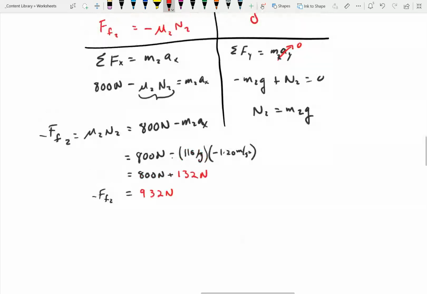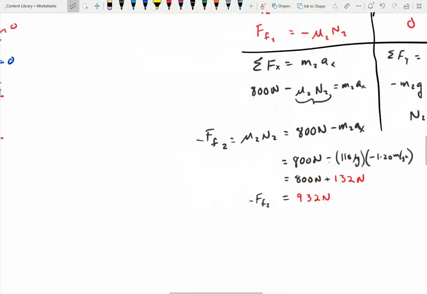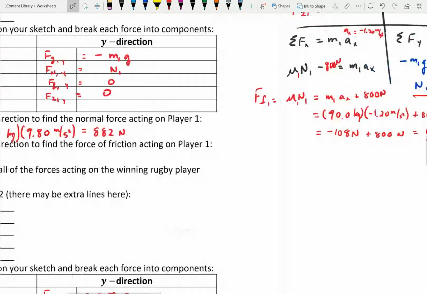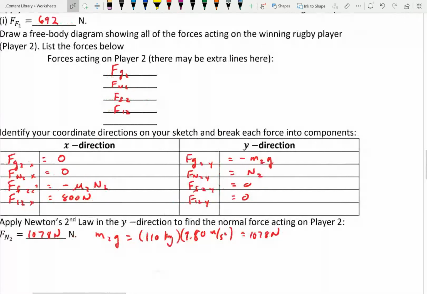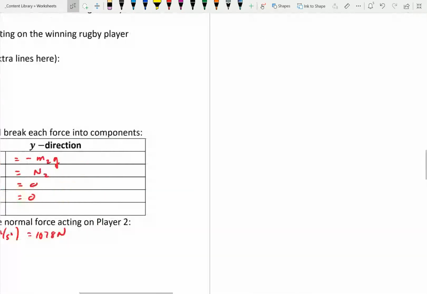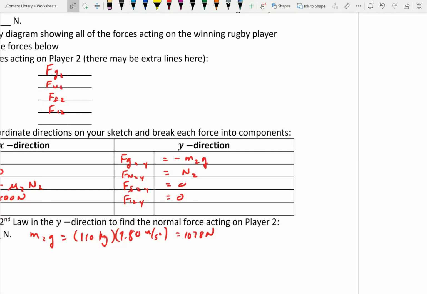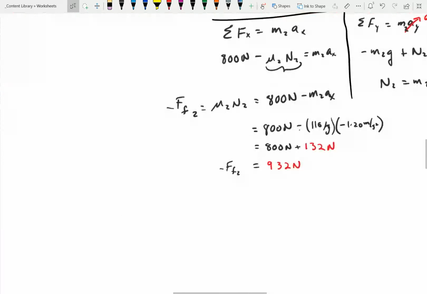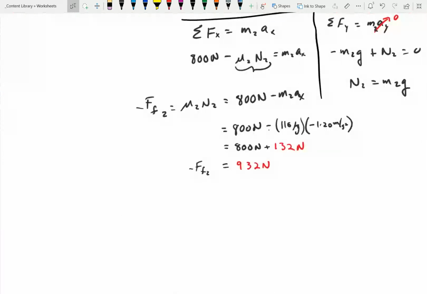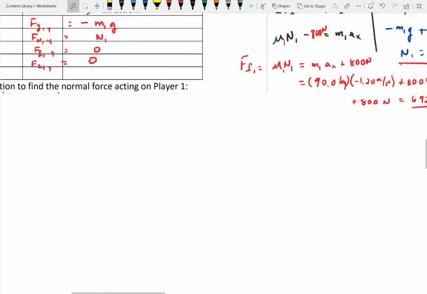And if I calculated that, that should be right. Well, who knows what I did before, but I believe that's got to be right. 800 newtons plus m2 times ax, well, plus 132. So 932 newtons.